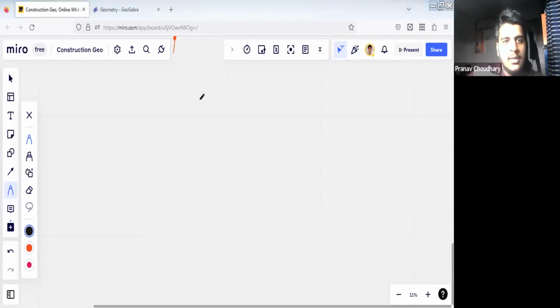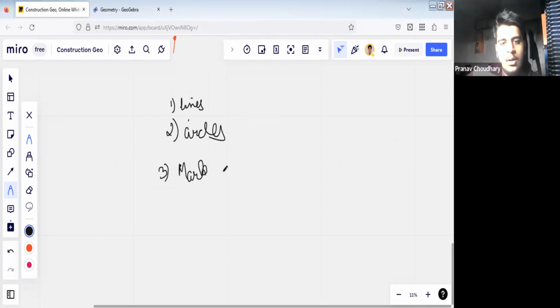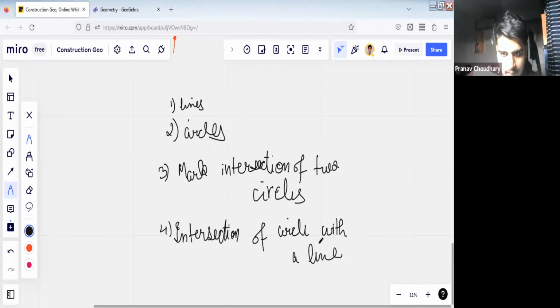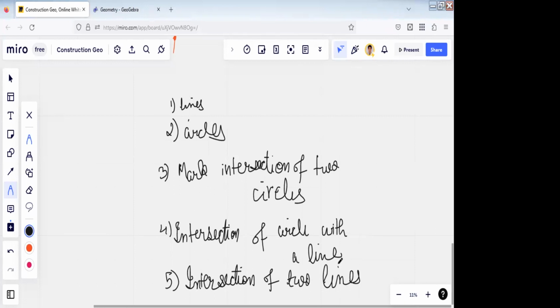So the basic things you need in a construction are: if you can draw lines, if you can draw circles, if you can mark the intersection of two circles, the intersection of a circle with a line, and the intersection of two lines. So these are the basic things which you need to do a construction, right?